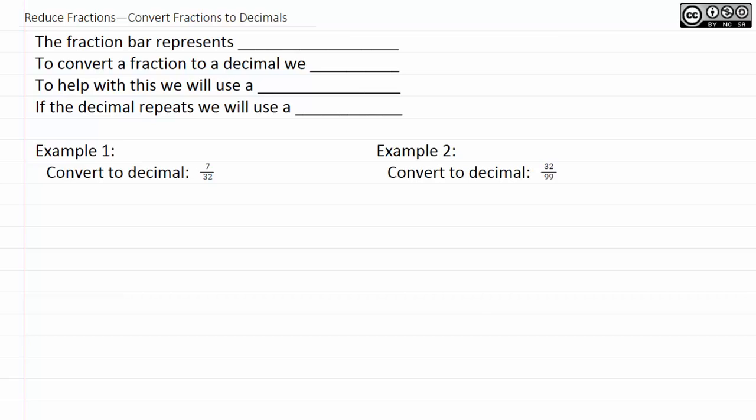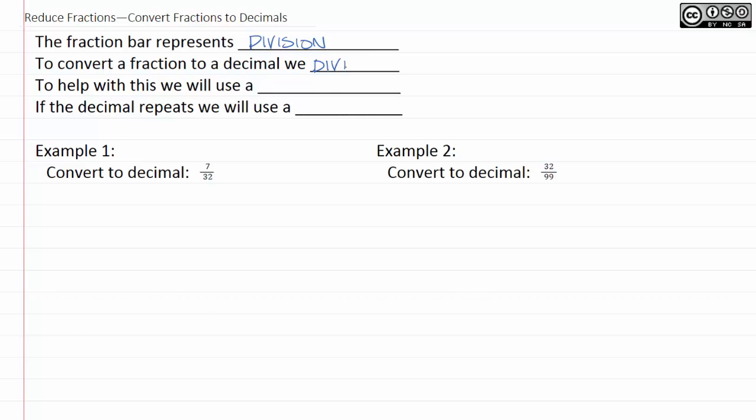Now we're going to learn how to convert fractions to decimals without the use of a calculator. It turns out that it isn't quite as hard as you might believe it is. The main thing to remember is that the fraction bar represents division. As such, to convert a fraction to a decimal, we just divide.